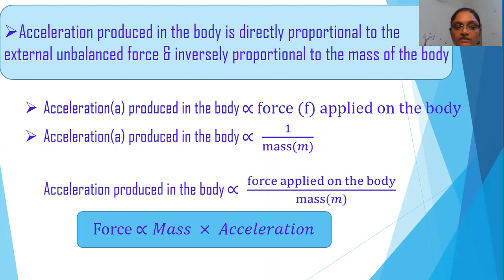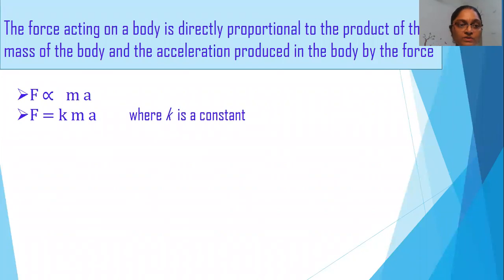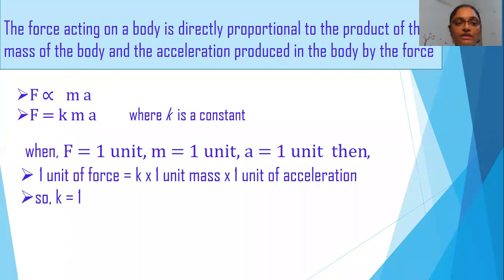From this, we will be getting the force which is directly proportional to mass into acceleration. We can change the proportionality sign by equating it to a constant. So F will be equal to kma, where k is a constant here. When a force of 1 unit acts over a mass of 1 unit and produces an acceleration of 1 unit, then k will be equal to 1.